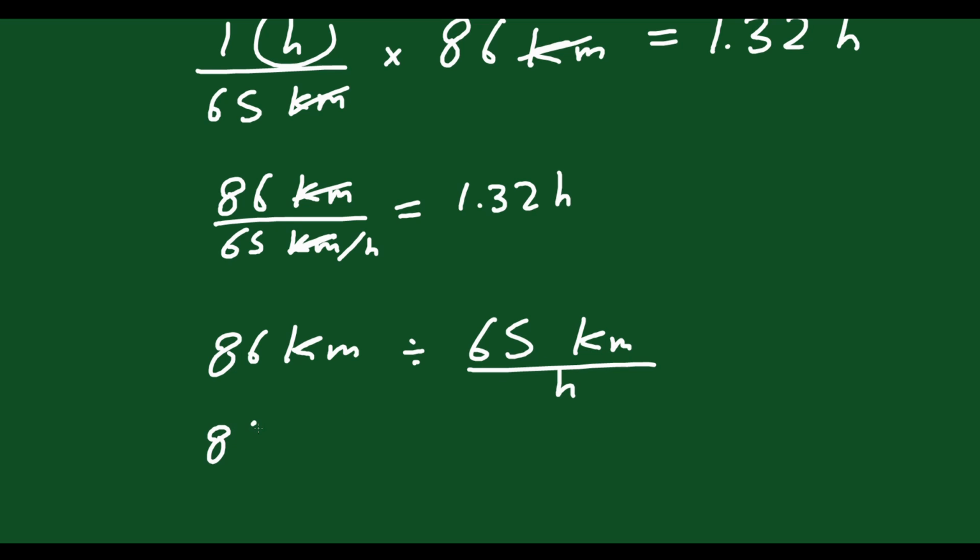And then if you remember our work from fractions, you're allowed to change division to multiplication if you flip the fraction. So you get 1 h over 65 kilometers. I put the 1 there because there's always a 1 there, right? Technically this is 1 h, so you put 1 h on the top. And then that's the exact same step that we did originally, right? 86 times 1 over 65, it's the exact same thing.